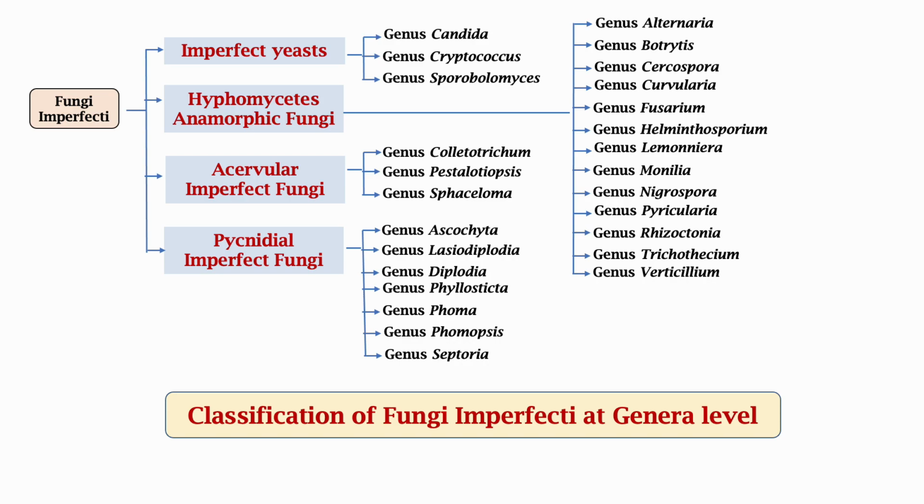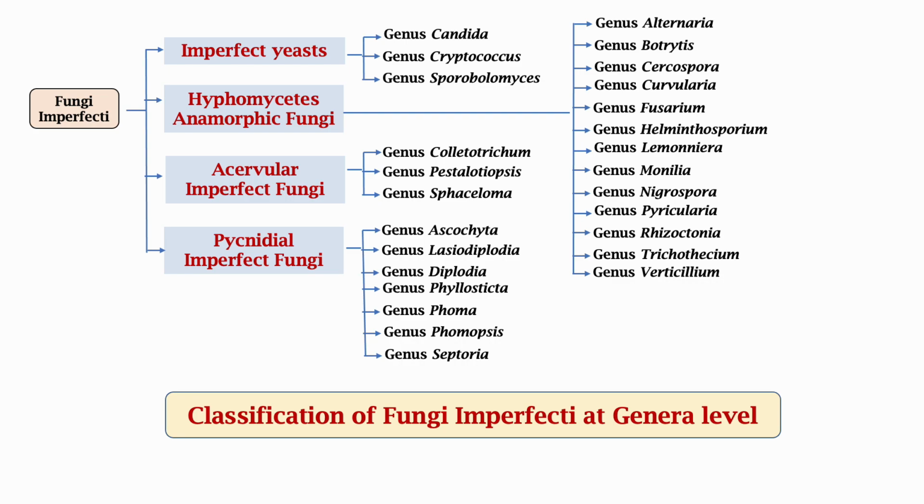If you see this flowchart, then it will be clear about the classification of the fungi imperfecti up to generic level. As I said in my earlier slide, fungi imperfecti has been grouped into 4. First group is imperfect yeast. Here the genera Candida, Cryptococcus, and Sporobolomyces are included. The second group, that is Hyphomycetes anamorphic fungi, here a large number of genera are generally included, starting from Alternaria, Botrytis, Cercospora, Curvularia, Fusarium, then Helminthosporium, Monilia, Nigrospora, Pyricularia, Rhizoctonia, Trichothecium, Verticillium.